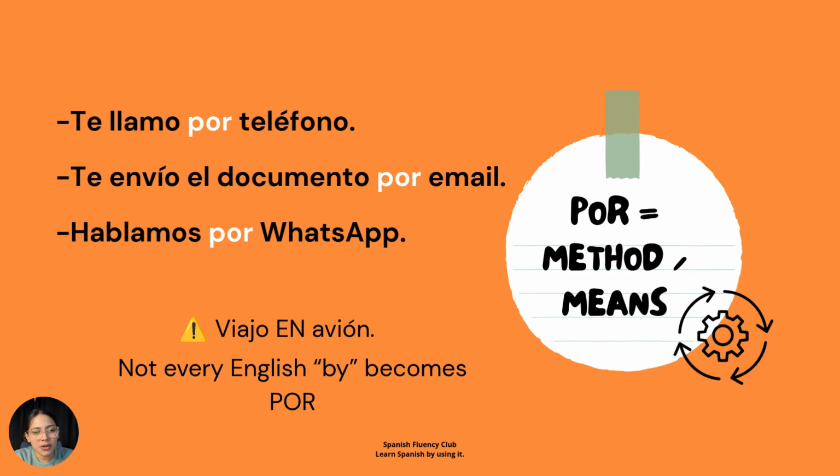But here's something important. Don't try to translate every English "by" into por. For example, in Spanish we say "viajo en avión," not "viajo por avión." So these rules are useful, but Spanish doesn't always work through direct translation, and that's exactly why hearing and using the language regularly is so important. Okay.